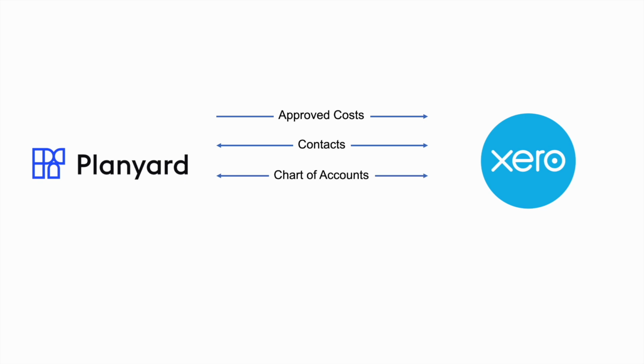Planyard also imports the chart of accounts from Xero, which allows you to link budget line items directly to them. This means that when a cost is forwarded to Xero, it can also contain the correct accounting account.